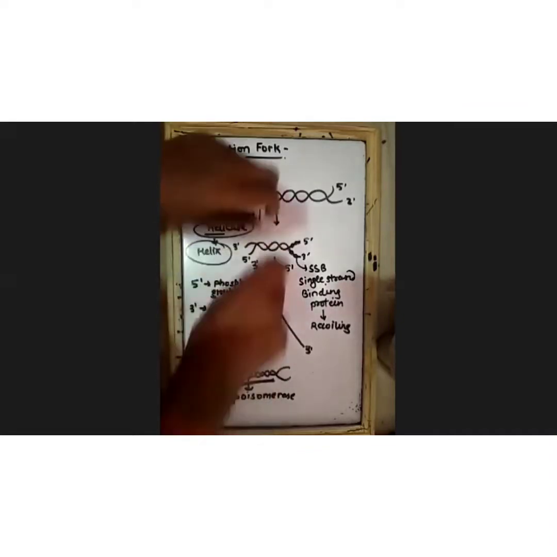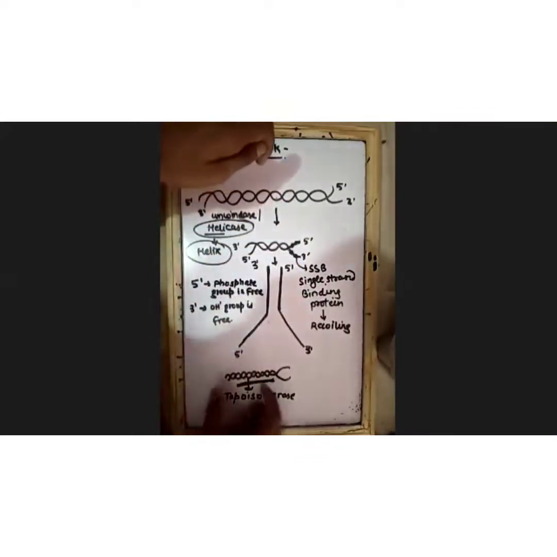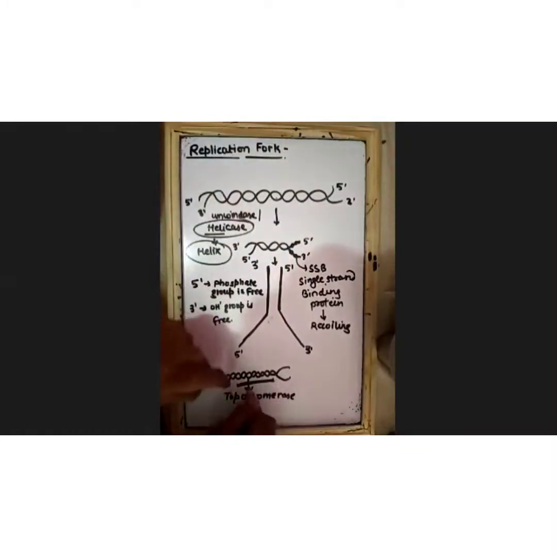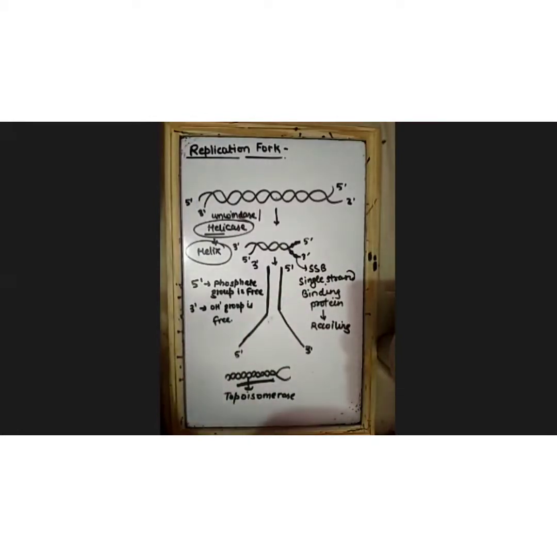And if you open this highly condensed strand, you will get tension like this on the distal part of the fork. So to release this tension, we will use another enzyme, the topoisomerase enzyme. Topoisomerase is the enzyme which releases the tension due to the unwinding of the strand. Is it clear? It is clear to all of you?